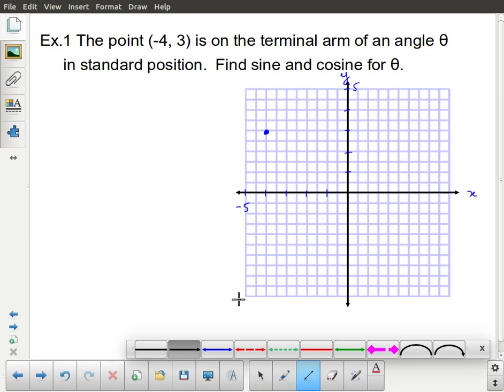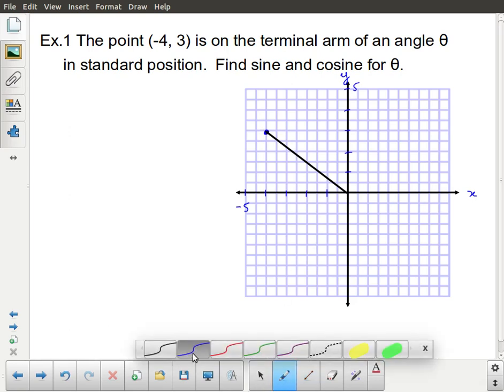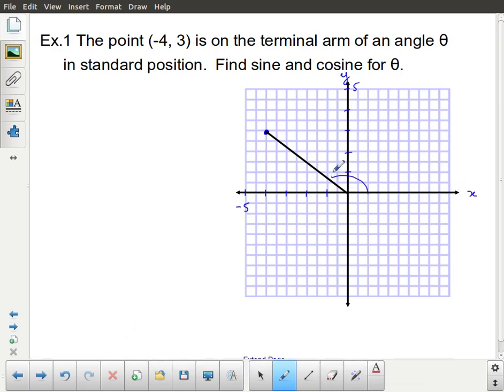Let's go ahead and put an arrow there. So that represents my terminal arm. So from there, my angle theta would be measured from the positive x-axis. That's my initial arm. This is a point in standard position. So I'm always assuming that I start here on the positive x-axis, which means my angle theta would be there. So I'm trying to measure that angle theta.